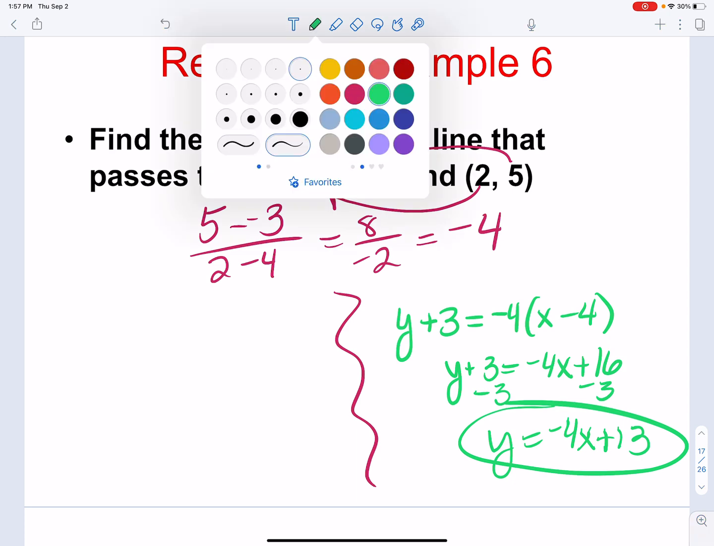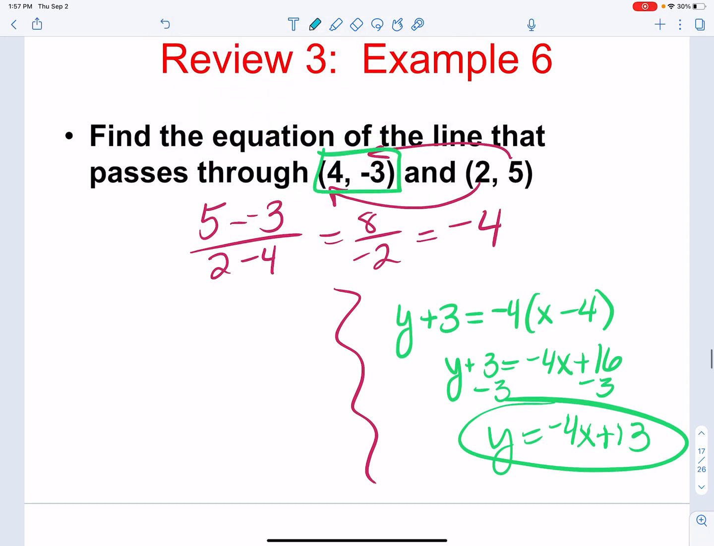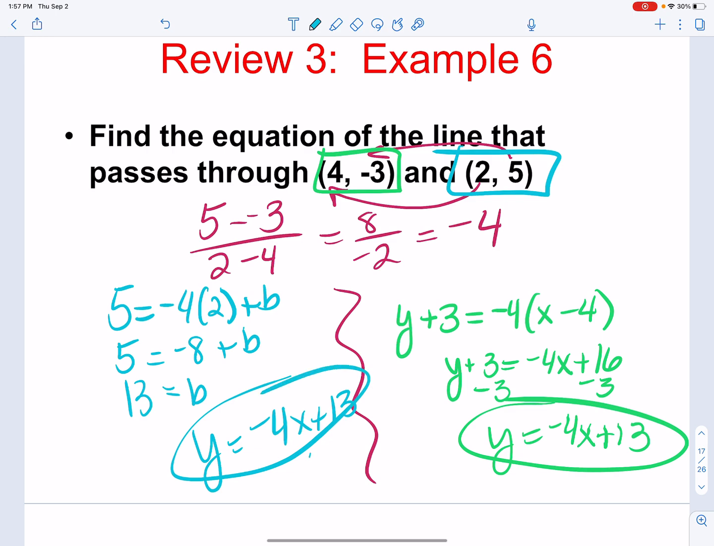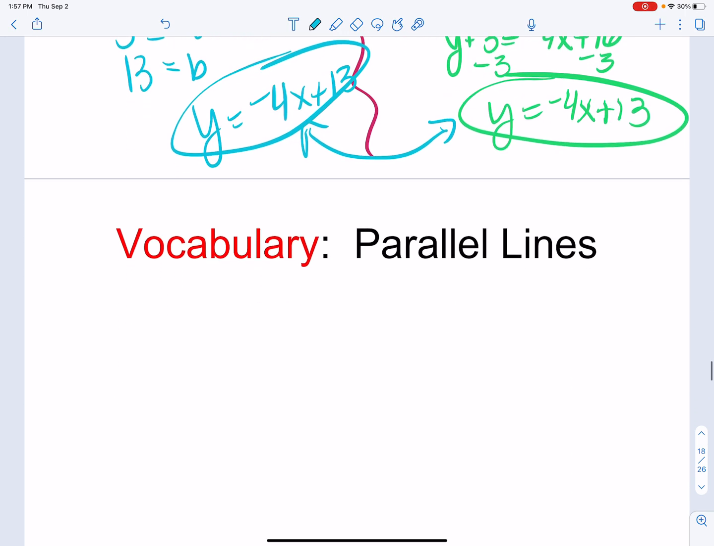And I don't know which way you did it, so I'm just going to show both. You could also do y equals mx plus b, and I'm going to use this point. So negative 4 times 2 is a negative 8. I'm going to add 8, and I get 13. So I get y equals negative 4x plus 13. Guess what? Exact same answer. So I don't care. From here on out, if it tells you a method, you don't have to use that method. I just need you to be able to find me the equation of a line. Okay?